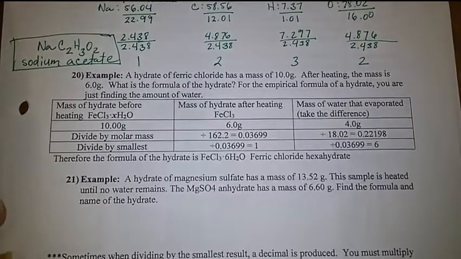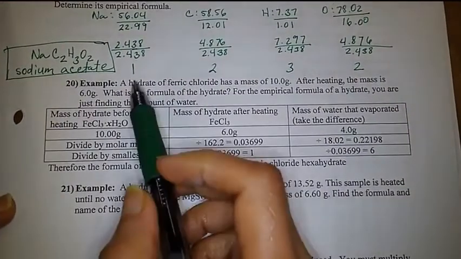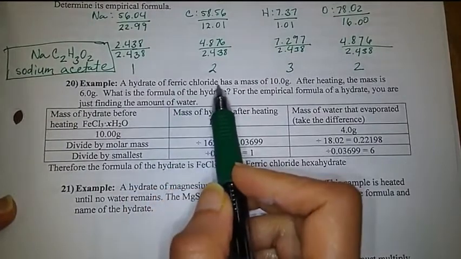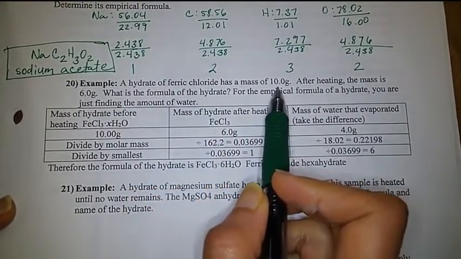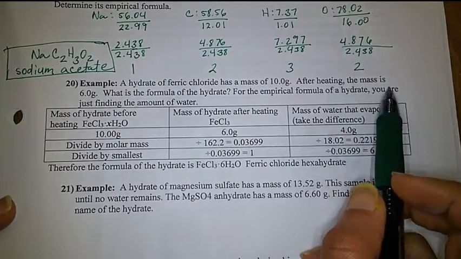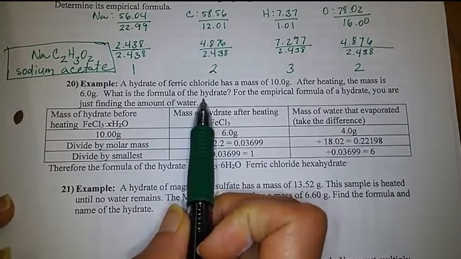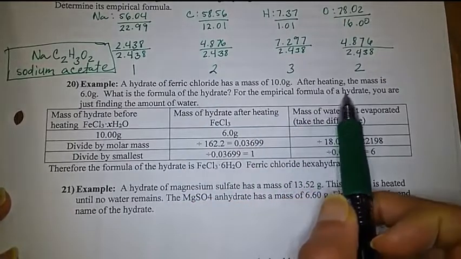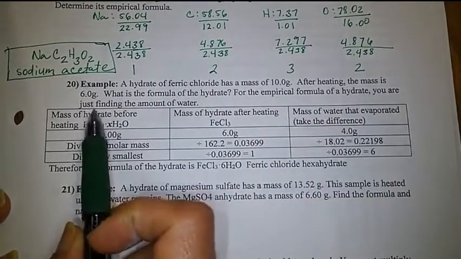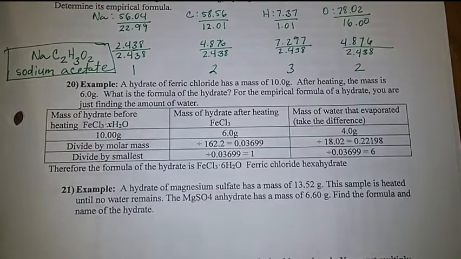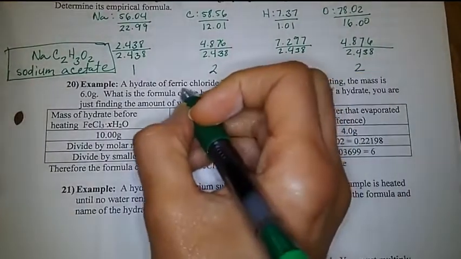Okay, then let's go on to the next one. It says a hydrate of ferric chloride has a mass of 10 grams. After heating, the mass is 6.0 grams. What is the formula of the hydrate? And for the empirical formula of a hydrate, you are just finding the amount of water. So that's all we're doing is that we know what the formula is.